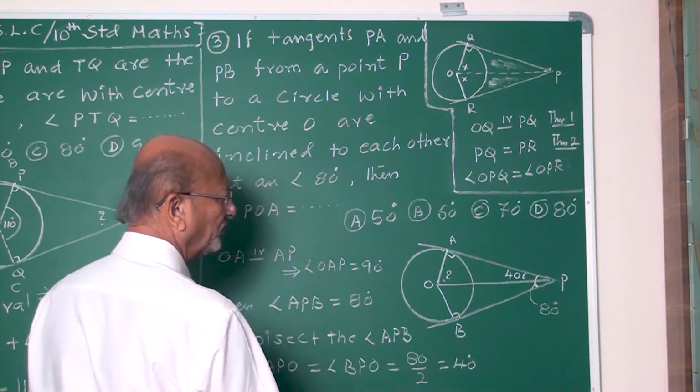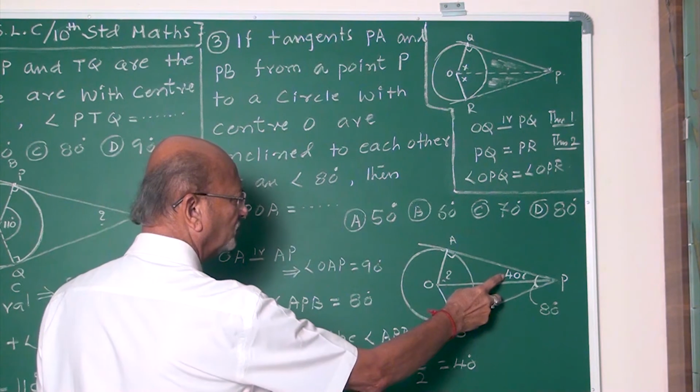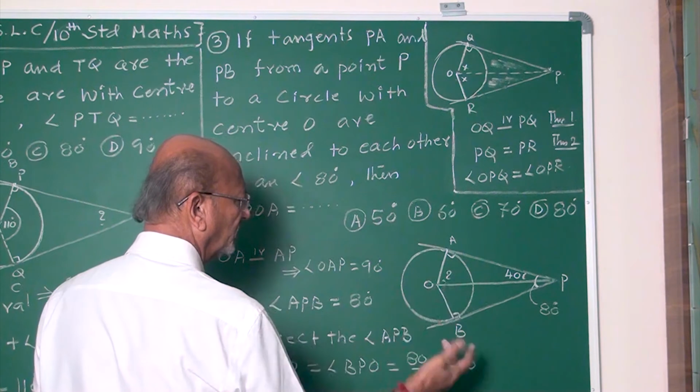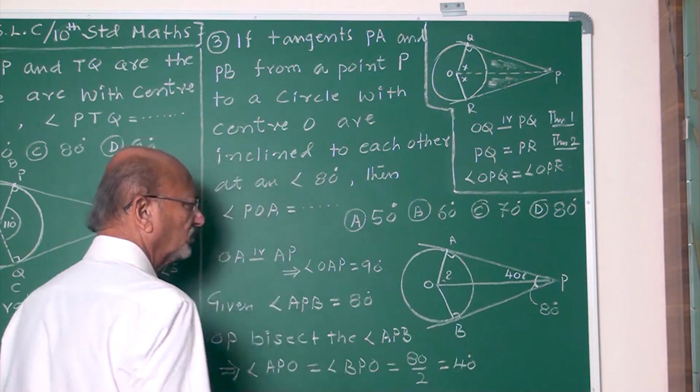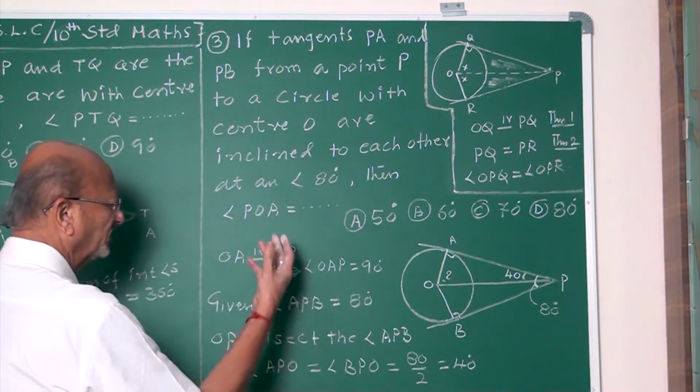It is also quite simple. Again, what is this? 90. What is this? 40. What is 90 plus 40? 130. What is the sum of all the three angles? 180. 180 minus 130 is what? 50 degrees. So simple. Same thing I have written.